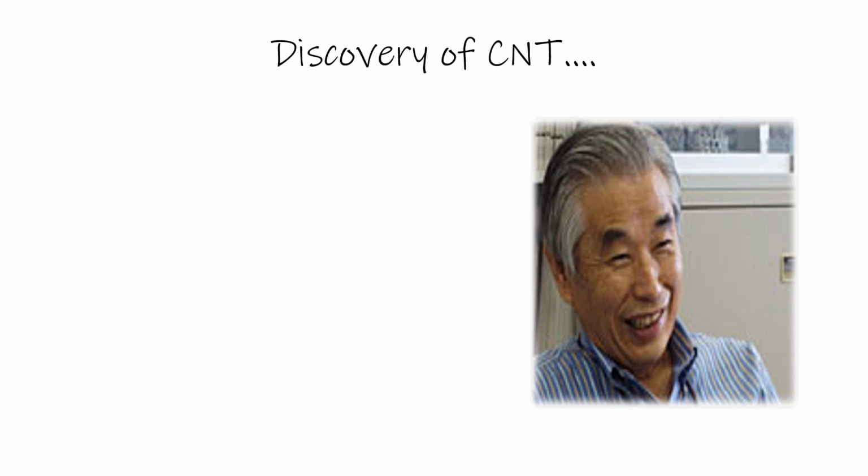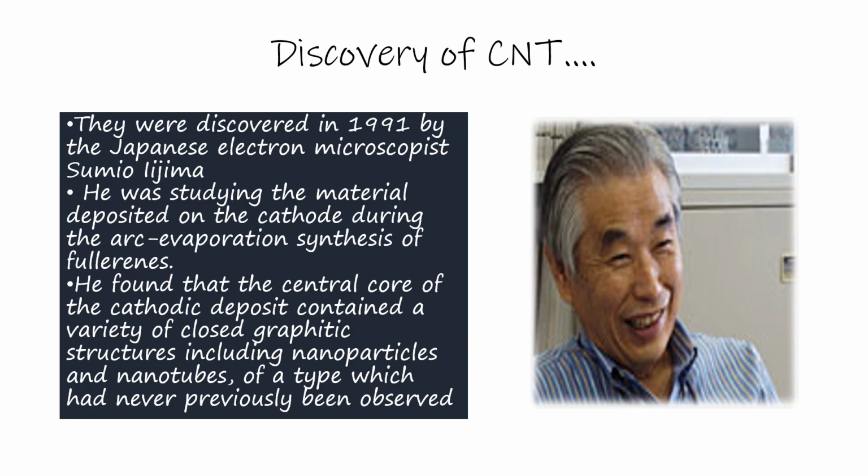Discovery of carbon nanotubes. Carbon nanotubes were discovered in 1991 by the Japanese electron microscopist Sumio Iijima. While he was studying the material deposited on the cathode during the synthesis of fullerenes, he found that there are other varieties of graphitic structures which had not been observed previously.